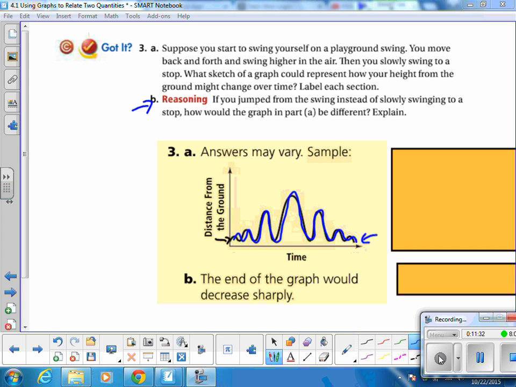But B says, if you jump from the swing instead of slowly swinging to a stop, how would the graph part be different? I mean, maybe this could play out up here when you get to your highest point and you jump off. So let's say you're pumping, you swing, and you're right here at the top in the forward motion and you jump off, you are going to drop very quickly, probably to the ground.